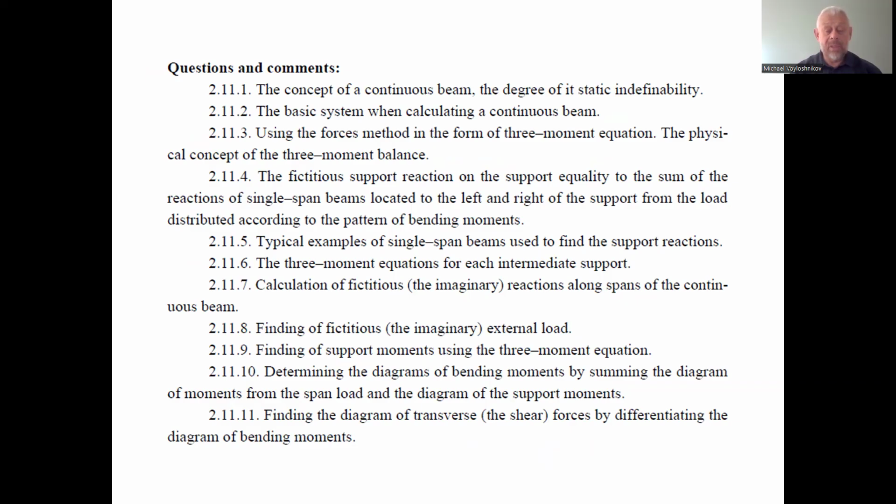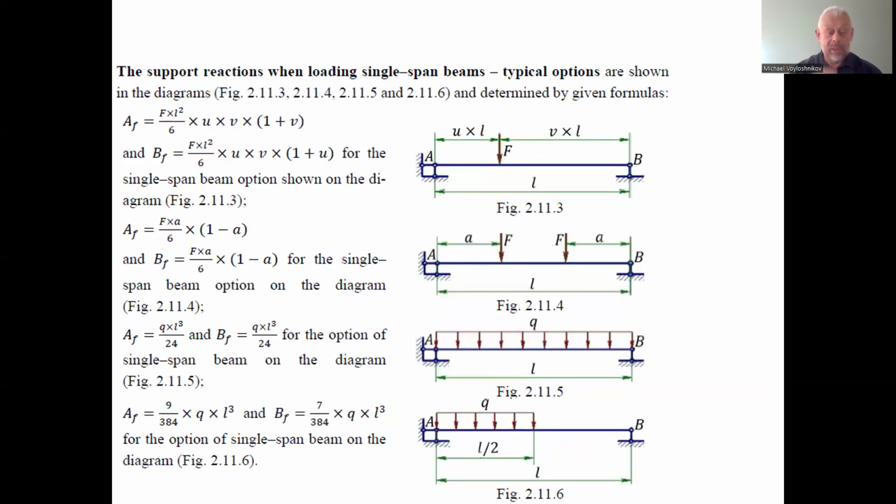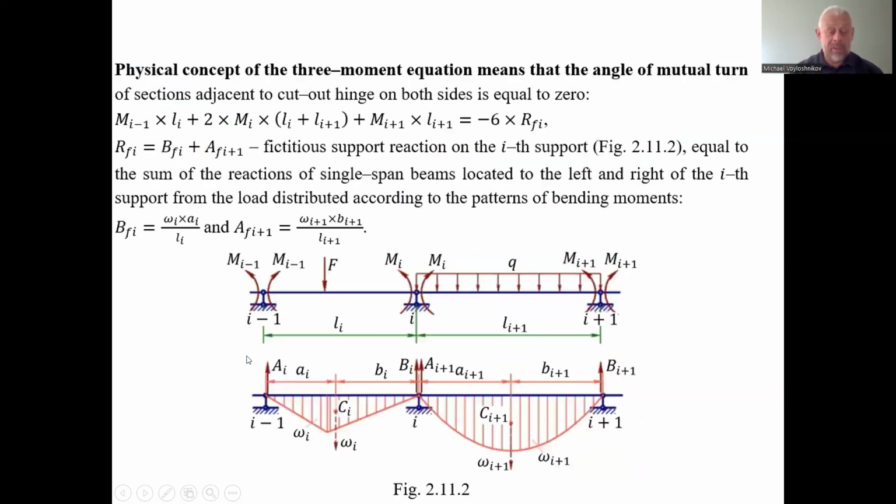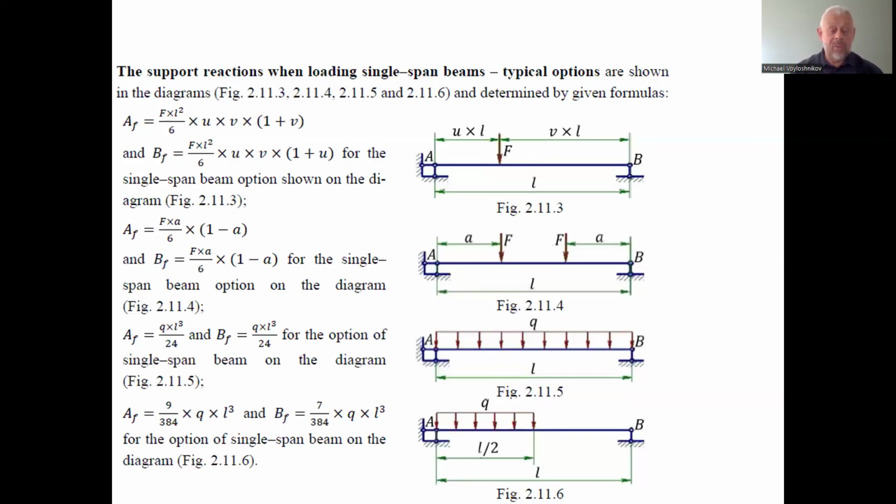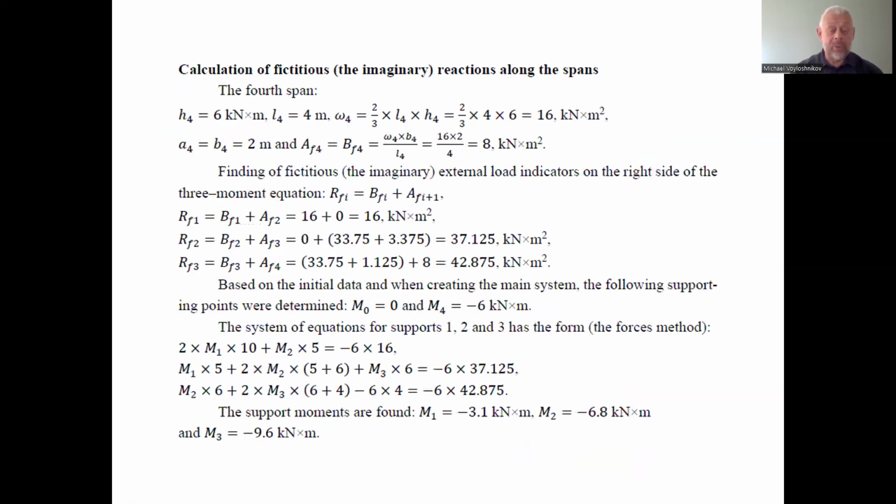Typical examples of single span beams can be used to find the support sections using formulas, if you don't want to do the calculations for each single span or main system of the continuous beam. For the single span, we have previously derived formulas for the typical loading options, and we can use these formulas to determine the fictitious summands B_F and D_F, or the fictitious reactions required for the right side of the moment equation.